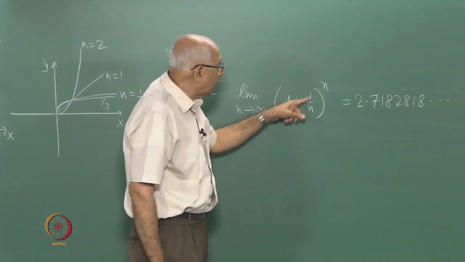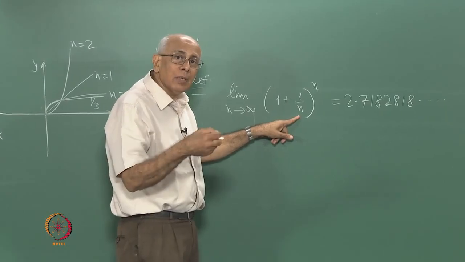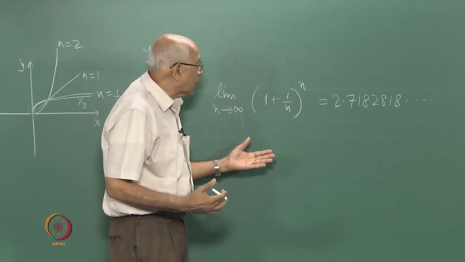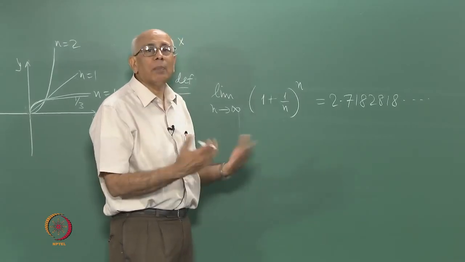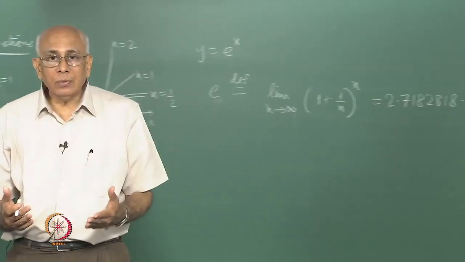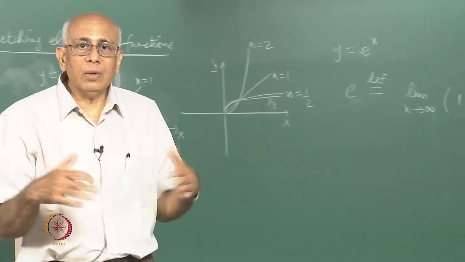On the other hand, you have 1 plus 1 over n here, a little increment over 1, and that is raised to the power n. So you would wonder what is going to happen. Is it going to become unbounded because you have a number bigger than 1 that is raised to a positive power and is therefore increasing all the time?